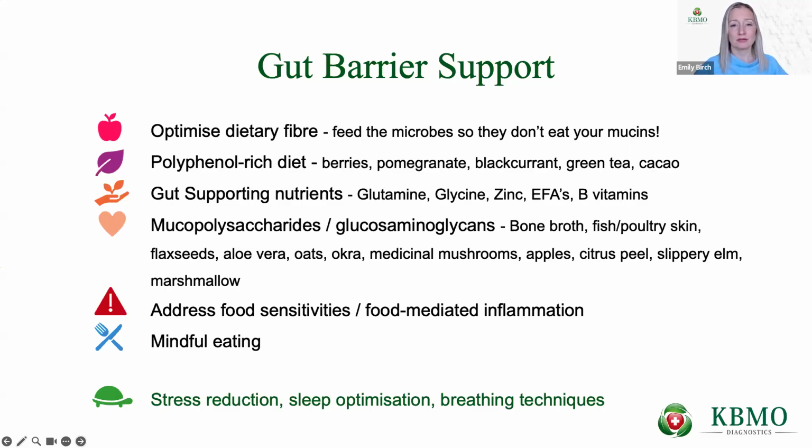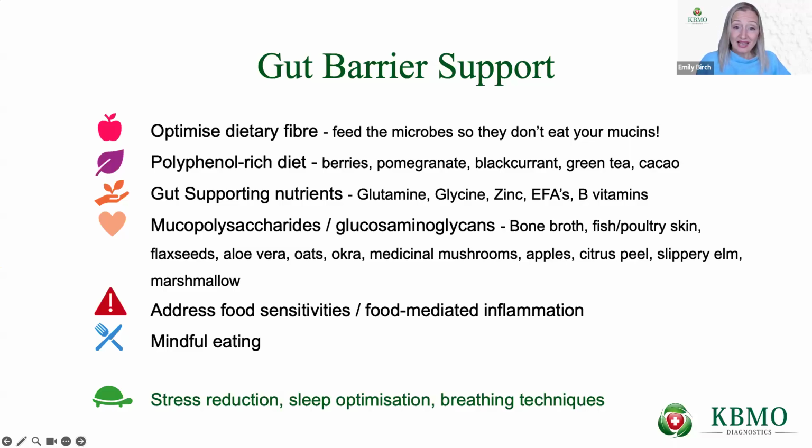Polyphenol rich diet as well: the berries, pomegranates, black currants, green tea, cacao, and the gut supporting nutrients as they appear in foods, not necessarily supplements straight away. So is your client getting essential fatty acids? Are they getting B vitamins? Are they getting zinc, etc., through food sources?